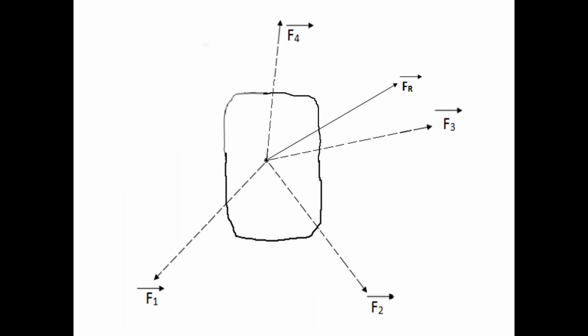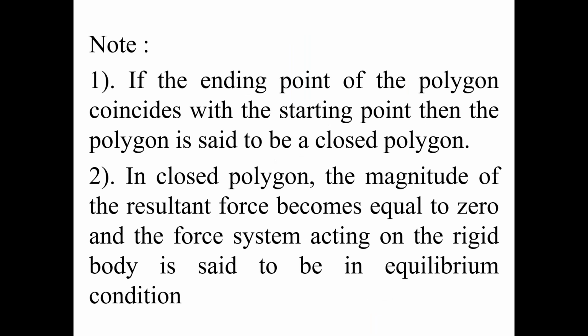So this is the remaining explanation. We converted all these four forces into one resultant force. Fr bar is the resultant force of F1 bar, F2 bar, F3 bar and F4 bar, and we call F1 bar, F2 bar, F3 bar, F4 bar the component forces of Fr bar. So this is about the open polygon and the closed polygon.